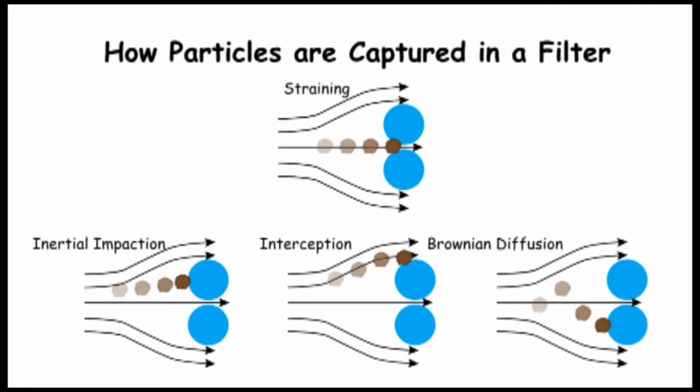The other way that filters capture particles is when the particle flowing through the air actually hits a piece of filter media and gets stuck. Scientists separate these into three different types, but they all come down to the particle hits the fiber and gets stuck.